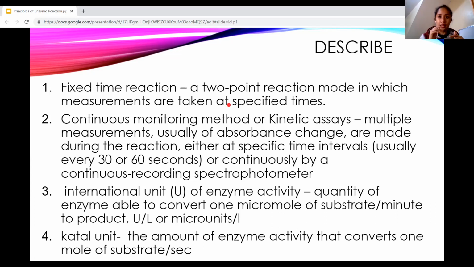But what I did is I manually read the readings every 60 seconds. Ang tagal-tagal kong naghihintay. Yung isa every 90 seconds. Fast forward ko na lang, inedit ko na lang. And next, class, we have international unit and katal unit. What we're going to use as a unit is usually international unit, U. So, class, you just read those.